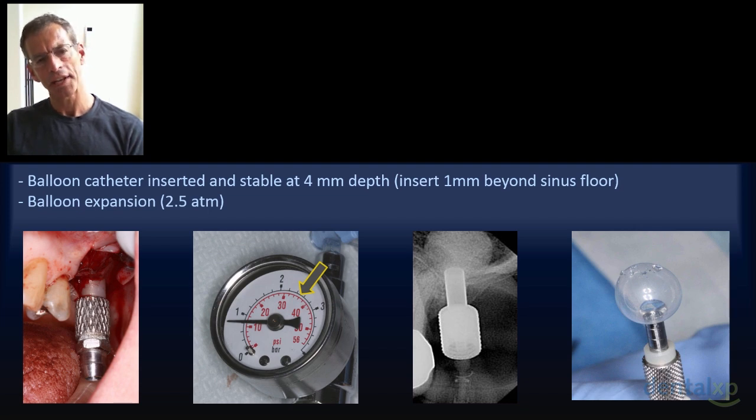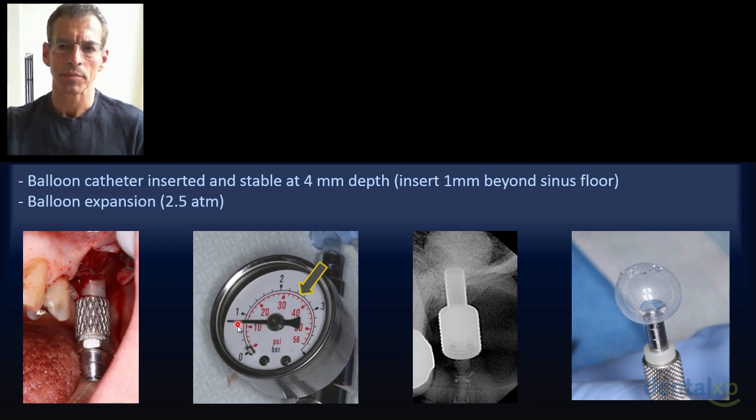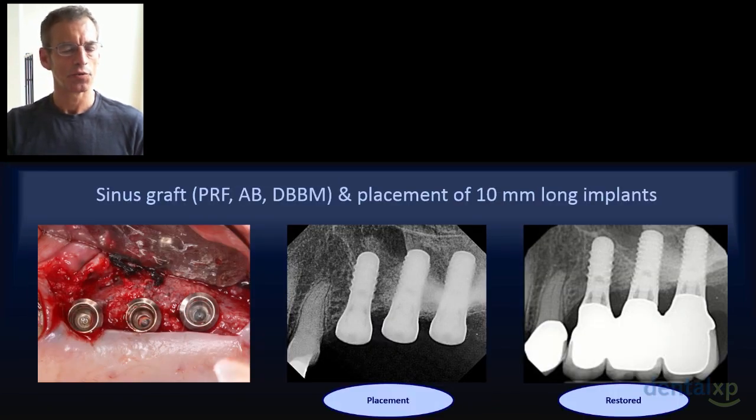My balloon will expand at 2.5 atmospheres. When it inflates, the pressure will drop to a half an atmosphere. Here, dye has been injected into the balloon to see that it is open in your sinus. What it does not tell you is if your membrane is intact. The balloon is left in place for 5 minutes and withdrawn. The sinus cavity is filled with graft material, and here I place 3 10-millimeter long implants, which are beautifully restored.